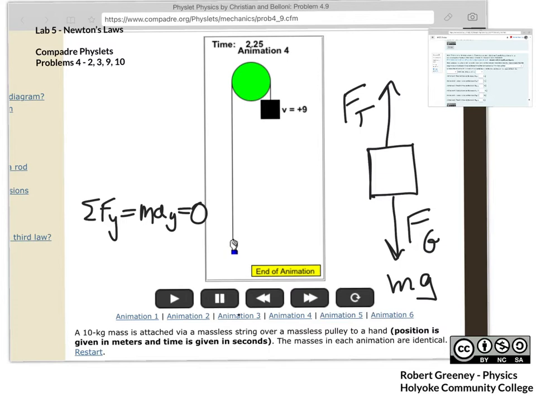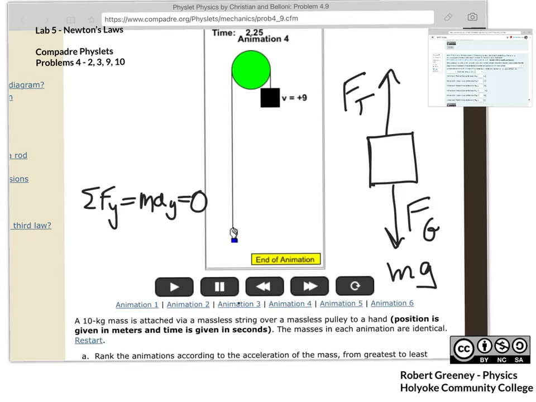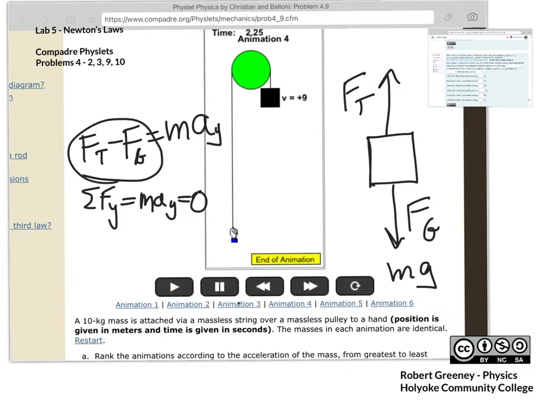And so the way we're going to get this is, let's take the one where it's accelerating up. Ft minus FG, which is negative, has to equal m a_y. This is the sum of the forces in the y direction. They have to be equal to the mass times the acceleration in the y direction.